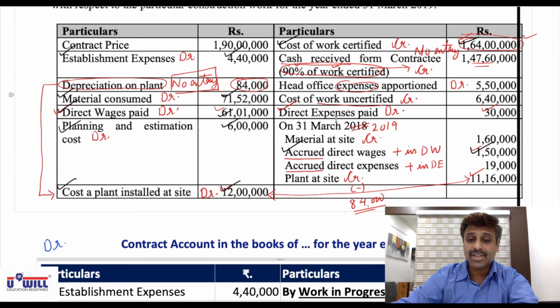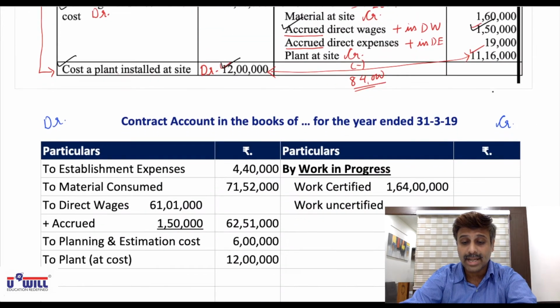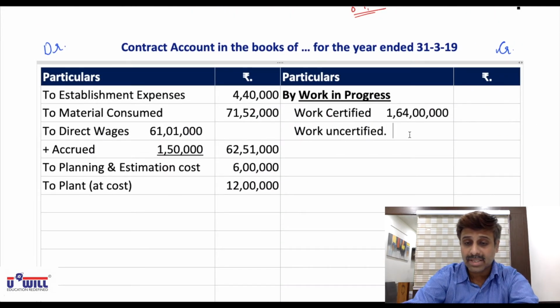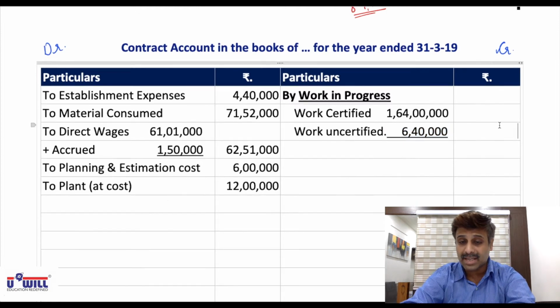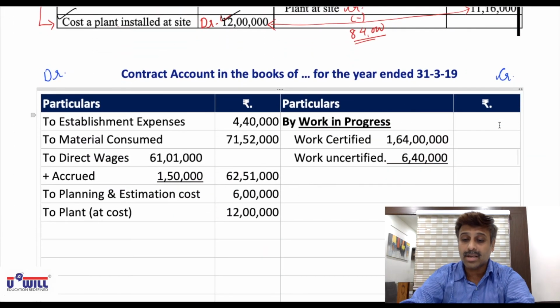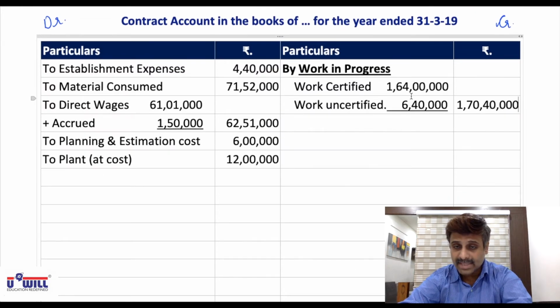Now cash receipt we don't have to record. Okay, and you can see here this work uncertified has been given as 6,40,000, so you can immediately write it over there, or you can keep a space for it if it is not given in the immediately next line. 6,40,000 is work uncertified, so total would come to how much? 1 crore 64 lakhs plus 6,40,000, that is 1 crore 70,40,000. That is work in progress. Okay, 1 crore 64 lakhs work certified, 6,40,000 work uncertified, so 1 crore 70,40,000.